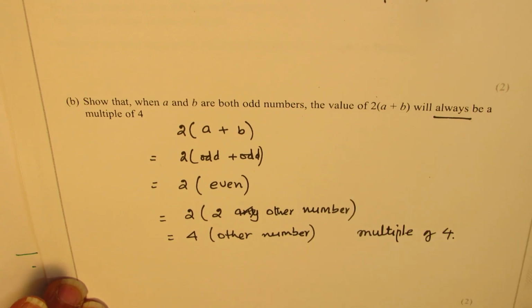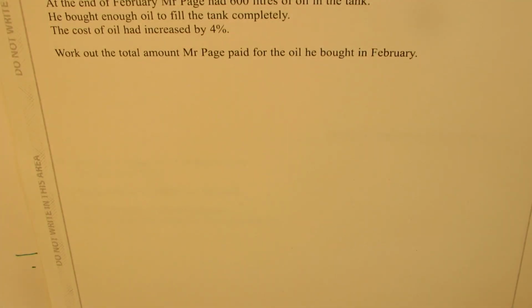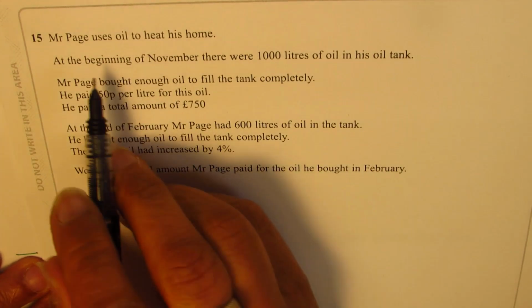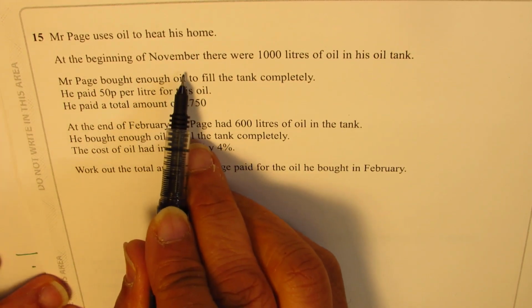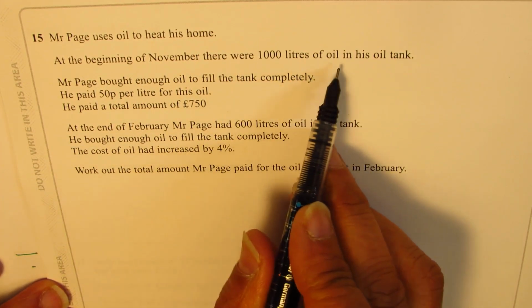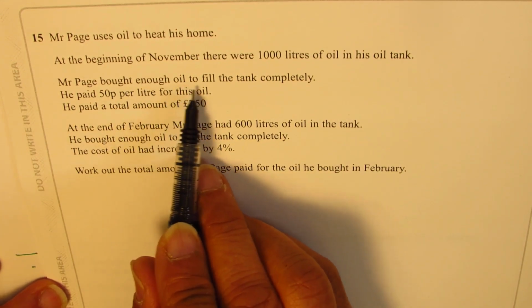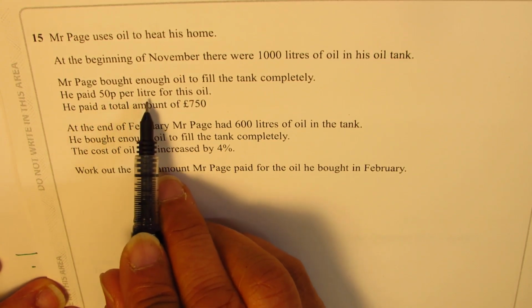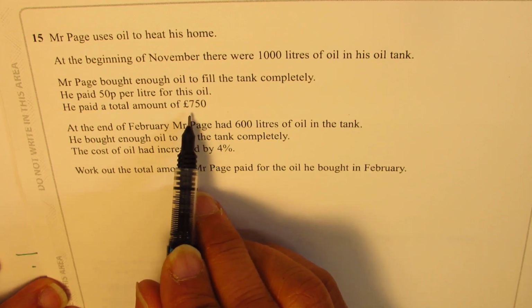Next question here, question number 15 is, Mr. Page uses oil to heat his home. At the beginning of November, there were 1,000 liters of oil in his oil tank. Mr. Page bought enough oil to fill the tank completely. He paid 50 pence per liter for this oil. He paid a total amount of £750.